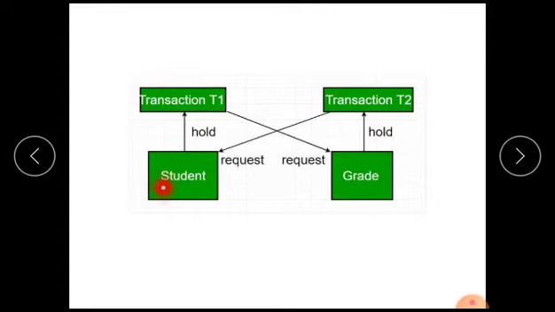Transaction T1 is holding the student table, but the student table is needed by transaction T2, and it cannot acquire the student table until transaction T1 releases it. So in this case, a circular waiting condition arises, and that leads to a deadlock situation.